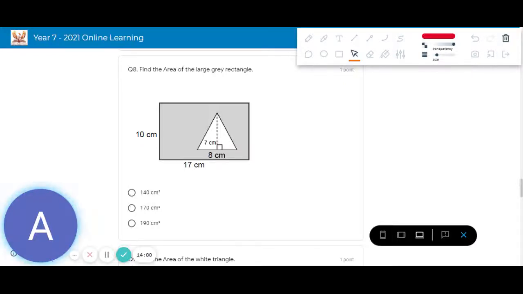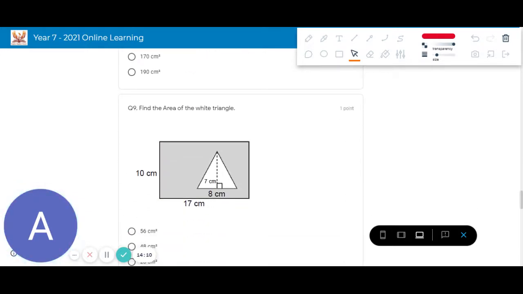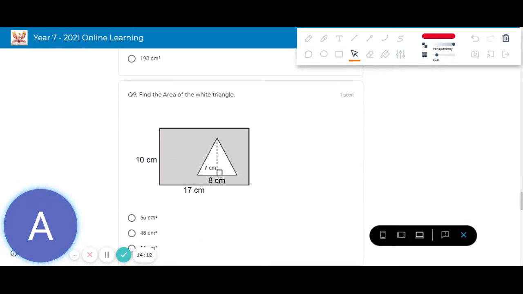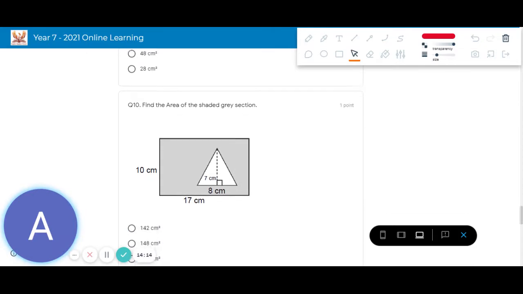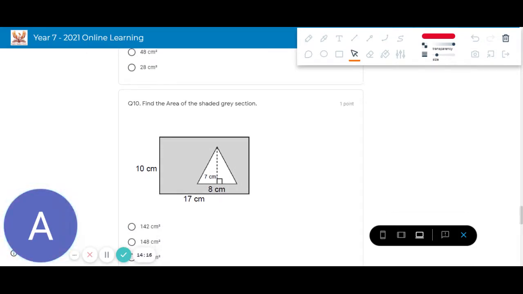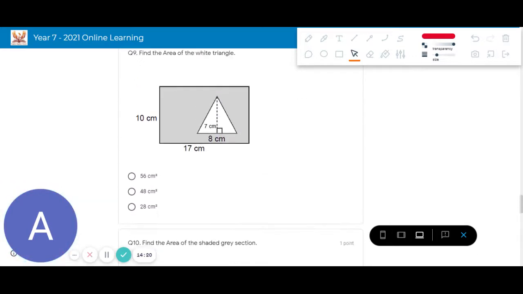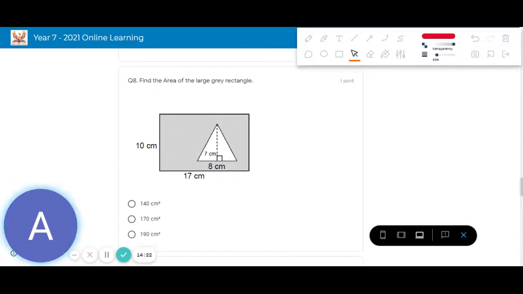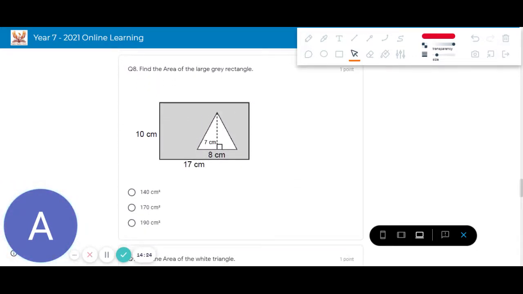Okay, question 8, we need to find again, so this question, it's split up for us. First, it's going to ask us to find the area of the rectangle, then it's going to ask us to find the area of the white triangle in question 9, and finally it's going to ask us to do a subtraction operation to determine just the shaded area here. So this question's been split up into parts to make it easier for us.